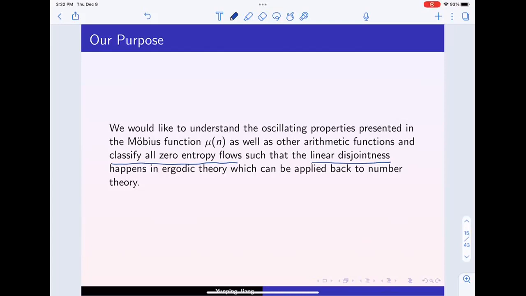Okay. I had one other question. I don't know if you can answer it. Can you give me an intuition what a zero entropy flow looks like? Okay, a zero entropy flow. Okay, I have a lot of examples later.